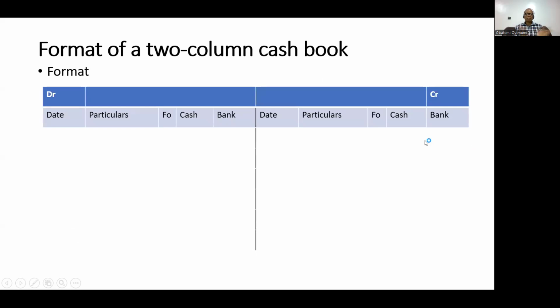Okay, so let's look at the format. For a two-column cash book, this is the format. You have the date, you have the particulars, you have the folio. This is where you report the page, that's the page where the corresponding entry will be. All right, so you have cash, and then you have bank. You have date on the other side now, the credit side, particulars, then you have the folio, and then you also have cash and bank. This is the way the format is. Two columns appearing on both sides of the cash book.